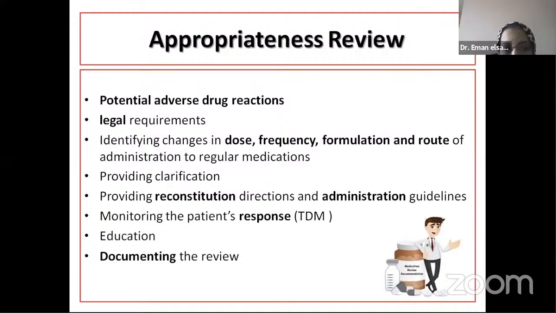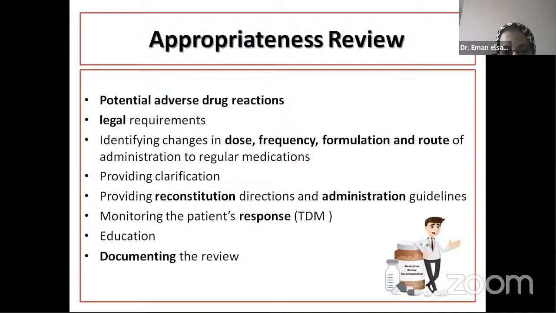providing clarification for any dose changes, providing reconstitution directions for nurses and administration guidelines. That's why, as a standard, there should be an IV protocol or manual in all the stations.